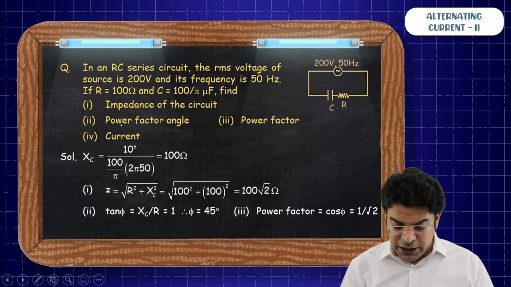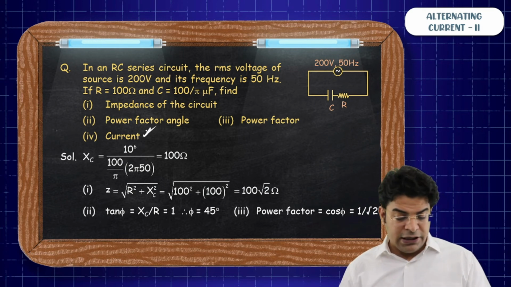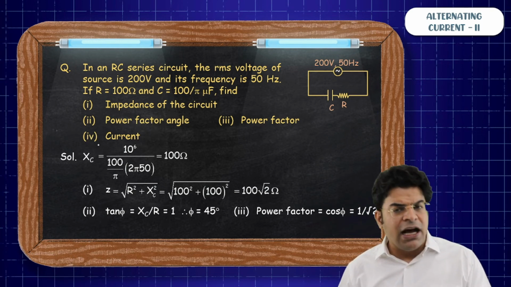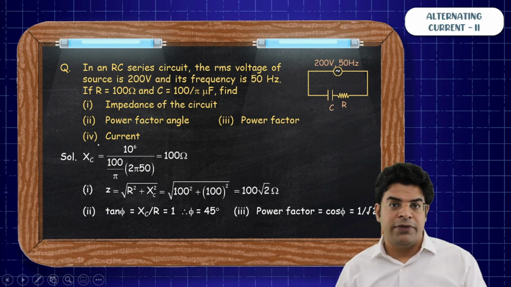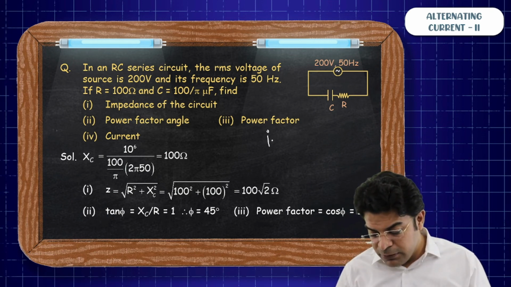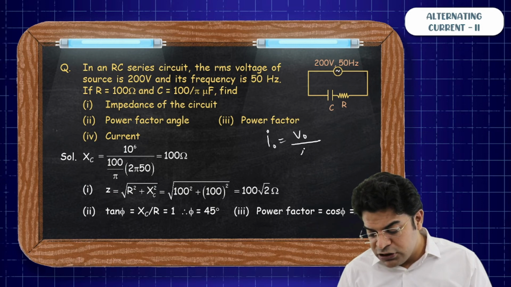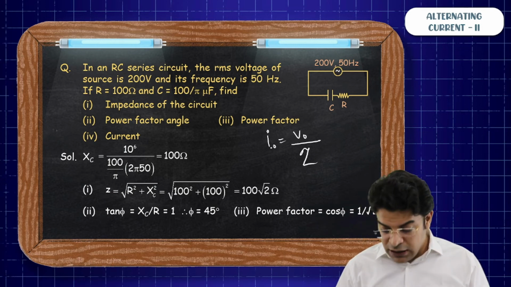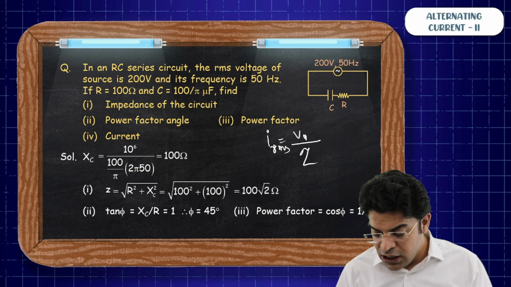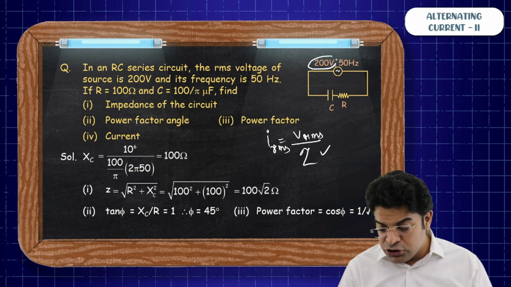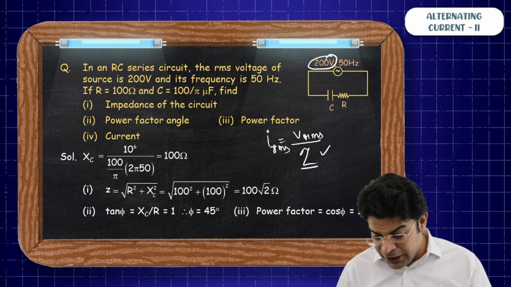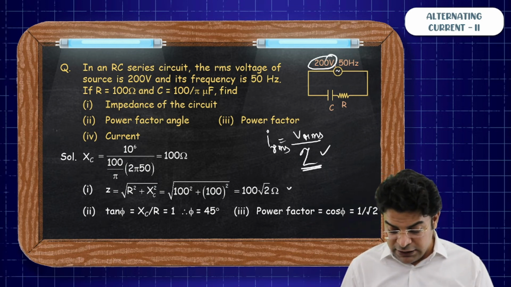Now bacho, next part, what will be the current in the circuit? When they just say current, they are asking about RMS current. Just like we say that the peak current equals peak potential drop upon the impedance, the RMS current in the circuit is RMS potential drop upon the impedance. The RMS potential drop is 200 volt and the impedance is given to you as 100 root 2.